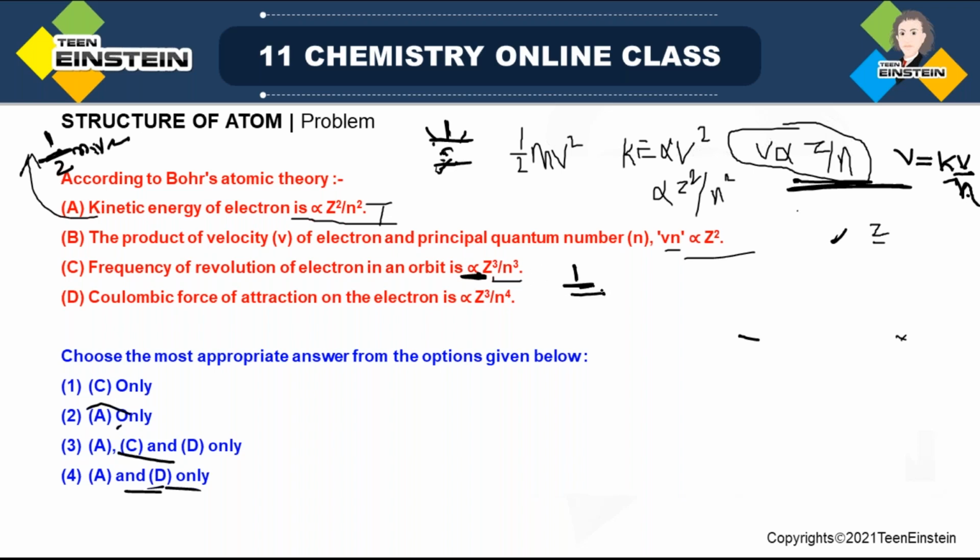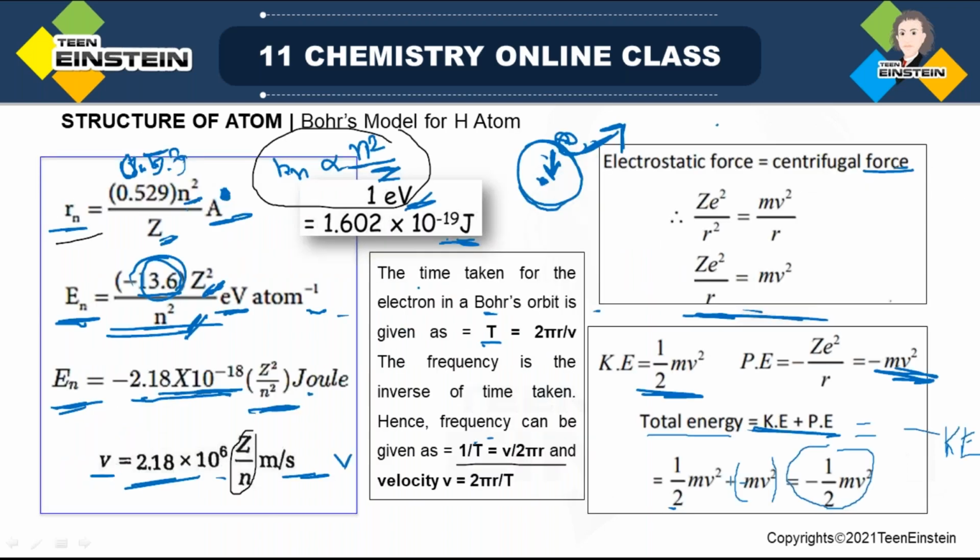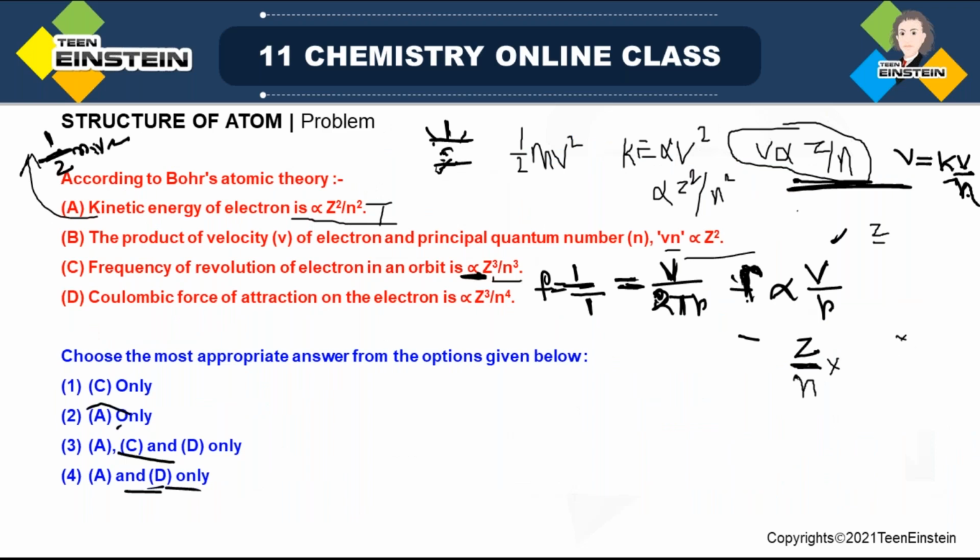One by t, which is basically frequency, is equal to V by 2 pi r. So we can write that frequency is proportional to V divided by r. Now V, we know, is Z by n, multiplied by 1 by r, and 1 by r is proportional to n square by Z, so it should be proportional to Z by n square. So now I am writing Z by n square.